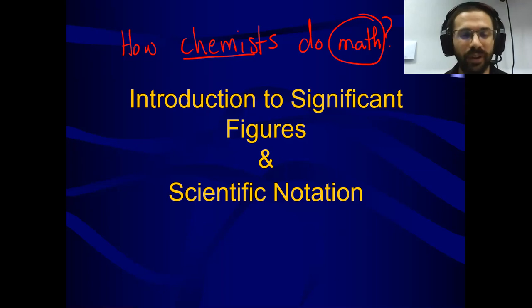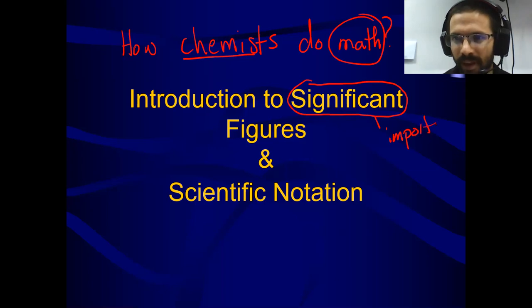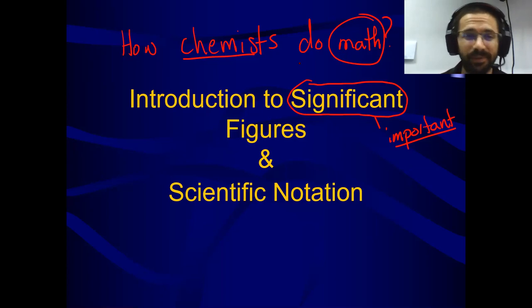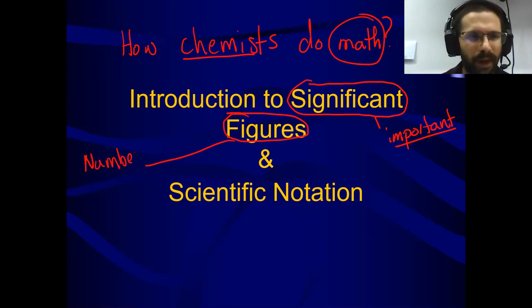And we are focused on things that are significant. Repeat after me, significant. Significant means important. These are things that are important. If you are not sure what significant means, go ahead, stop the video and open up Google Translate and find out what significant means. Important. The other word here is figure. Figure is a fancy word for number.